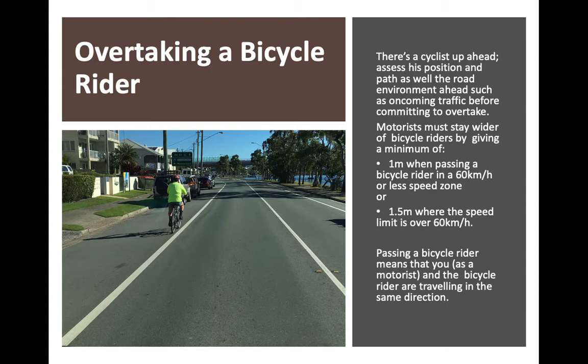Overtaking a bicycle rider. There's a cyclist up ahead. Assess his position and path as well as the road environment ahead, such as oncoming traffic, before committing to overtake. Motorists must stay wider of the bicycle riders by giving a minimum of 1 metre when passing a bicycle rider in a 60 km or less speed zone, or 1.5 metres where the speed limit is over 60.